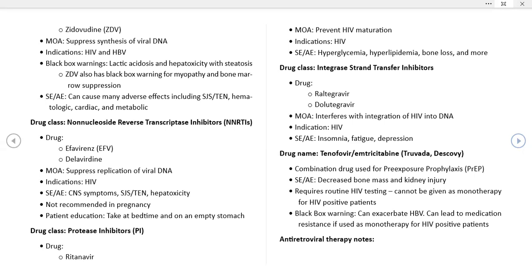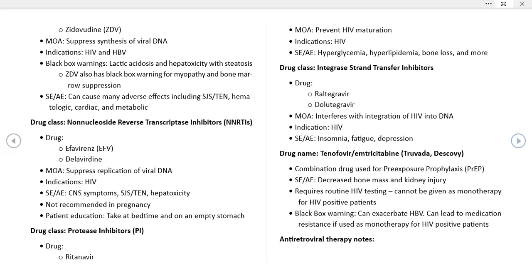This one is not recommended to be taken in pregnancy, but keep in mind there is going to be that risk versus benefit, because if a patient doesn't take their HIV medication, they can develop resistance. Their HIV will become resistant to this medication in the future, potentially, and then they will be unable to be treated, period, for their HIV. And the NNRTIs, you do need to educate your patient to take it at bedtime and on an empty stomach.